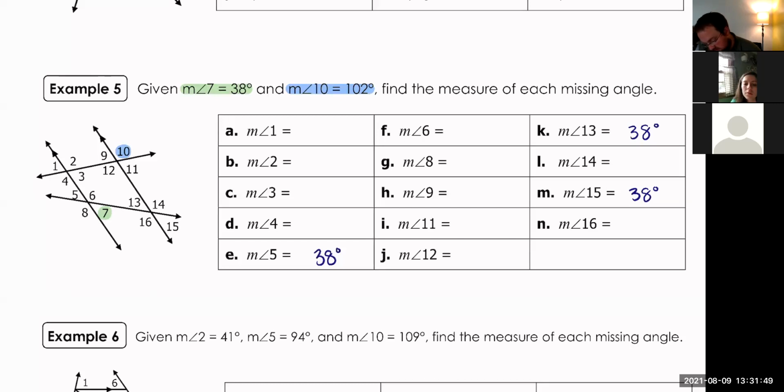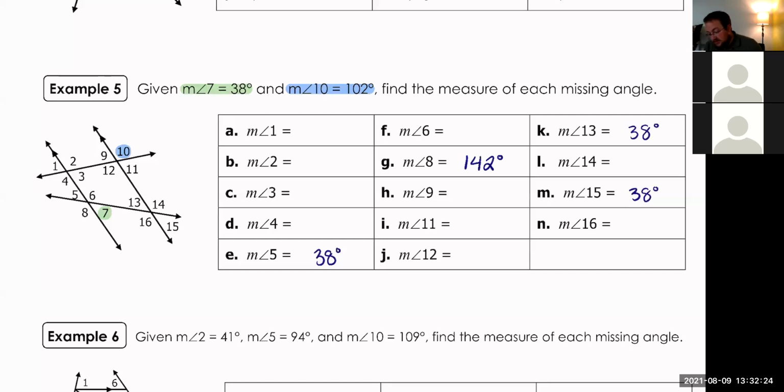Okay. I'm going to jump back to angle 7 and scoot over to angle 8. 7 and 8 would be defined as a linear pair, which means they are supplementary, which means they should add up to 180. So if I took 180 minus 38, what would I get? 142. So angle 8 is 142 degrees.